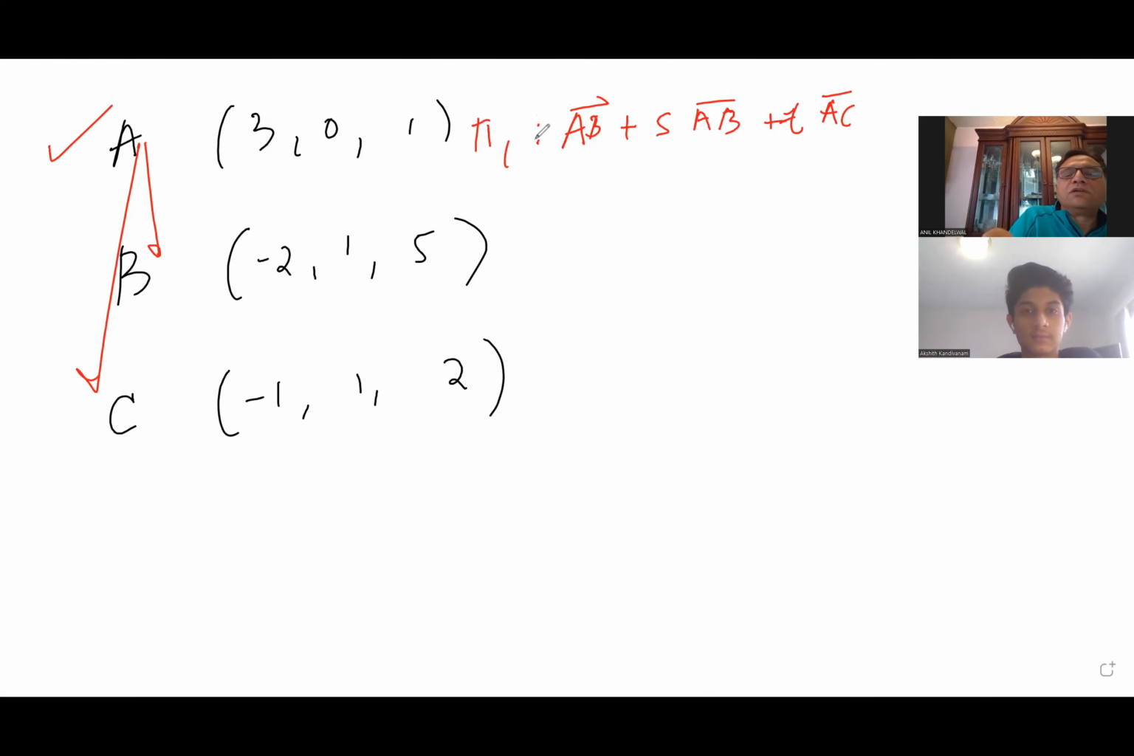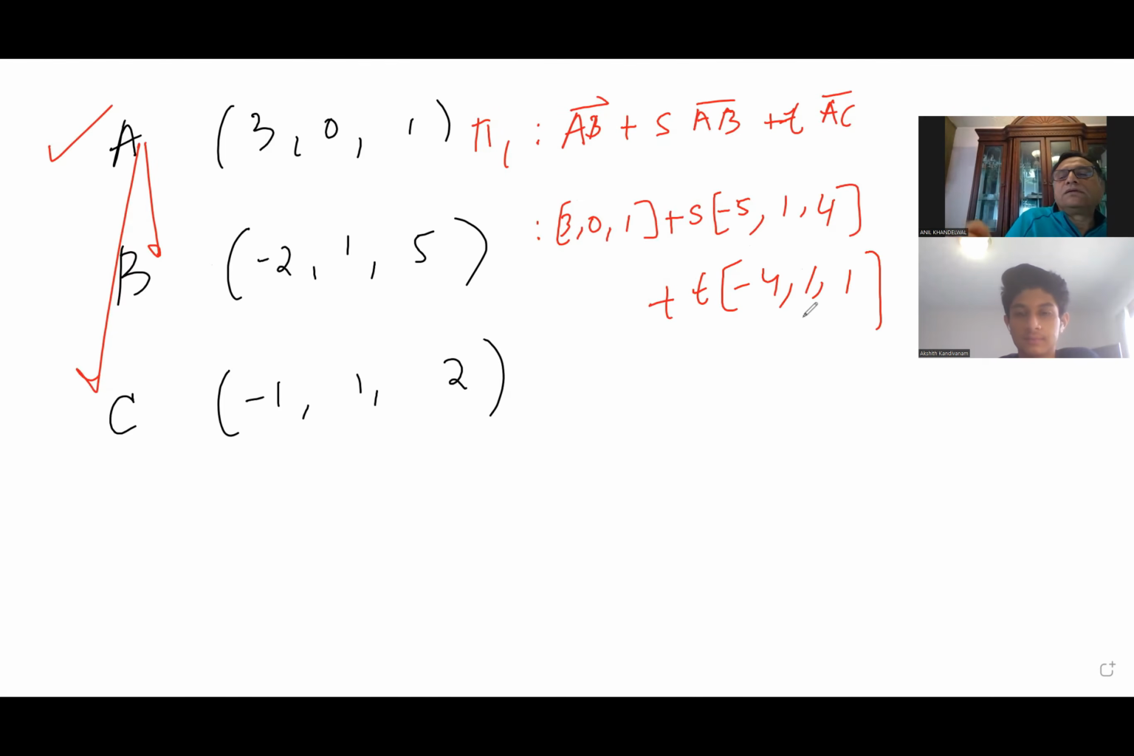That's a plane. So you can write this plane equation as you said, (3, 0, 1), correct? Plus this times. Now, vector AB, -2 - 3 means -5, 1 and 4, correct? Plus t times (-1, -3, -4), 1 and 1. You get the idea. You get a plane. So that is how you can get a plane.